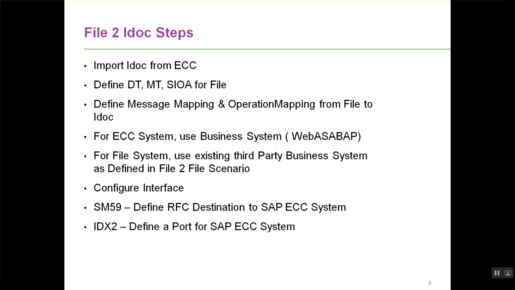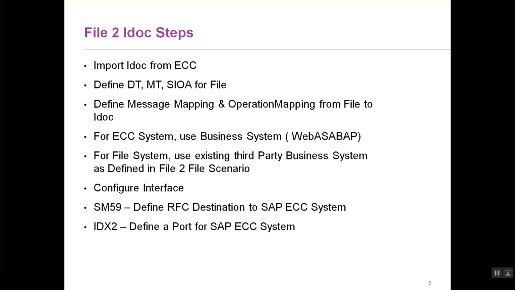Again, this is just a theoretical overview. As we start building these objects, things will start falling in place. So once we are done with defining the message mapping and the operation mapping, our enterprise service repository work would be done. Within the integration directory, what we will be doing is using the business system.